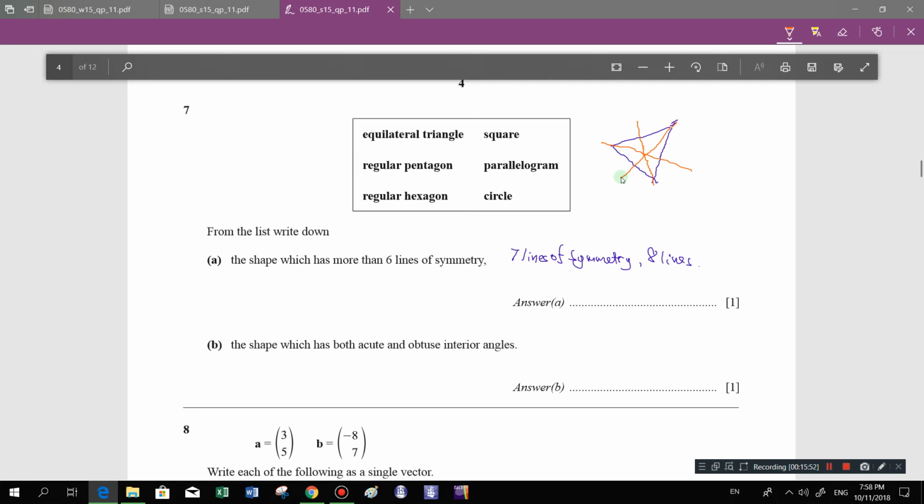Regular pentagon is five-sided. As I explained in the class, a regular pentagon which has five sides will have five lines of symmetry. Now square is four-sided, so the most you have is four lines of symmetry. Parallelogram, basically there's no line of symmetry. Circle is an indefinite number of lines of symmetry, so you meet the requirement for more than 6, so this is one of the answers.